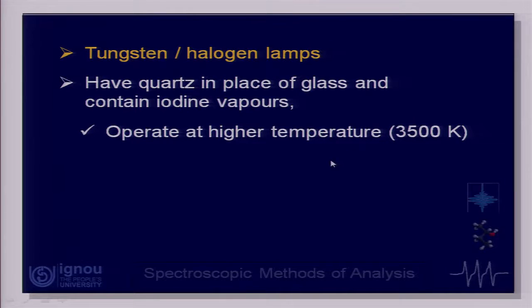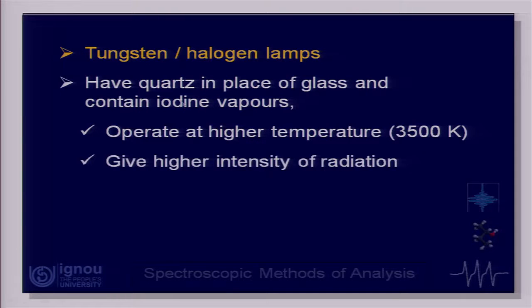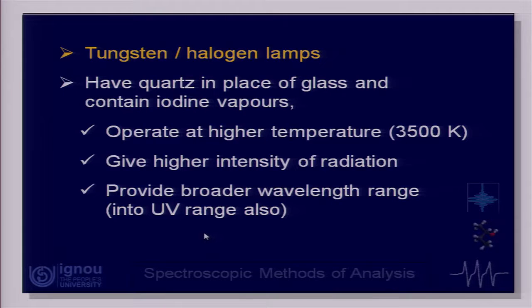So, accordingly, since in the case of a tungsten halogen lamp, I can go to higher temperatures, the output which comes out is of higher intensity, number one. Number two, this gives me a still broader range of wavelengths coming out from there. Even part of the UV range can be covered by this.